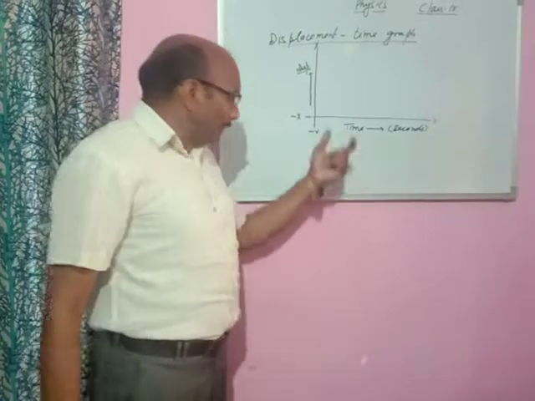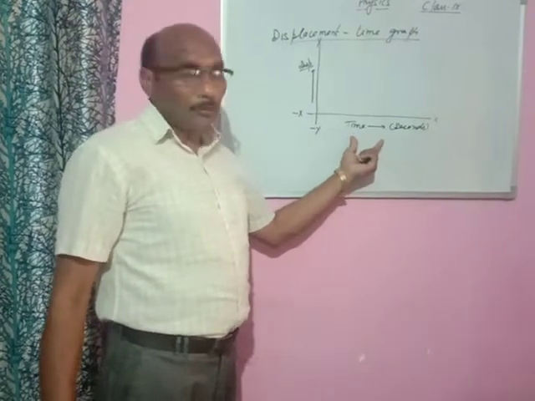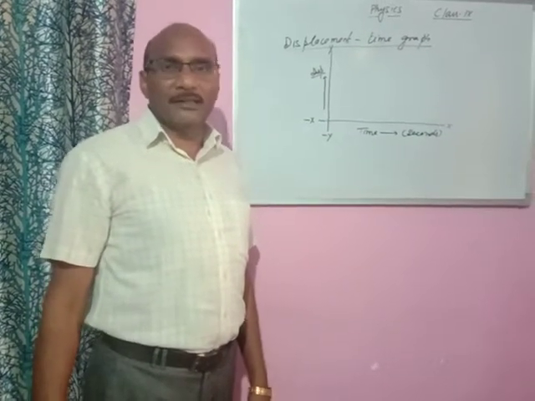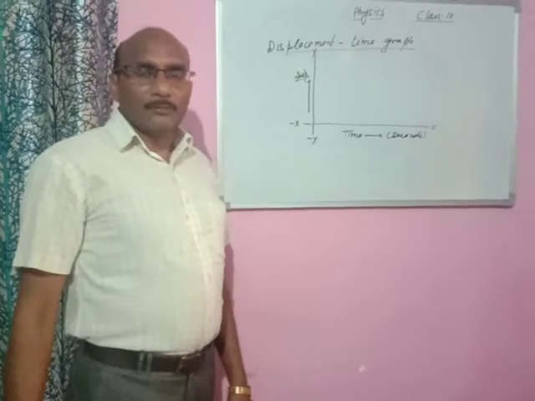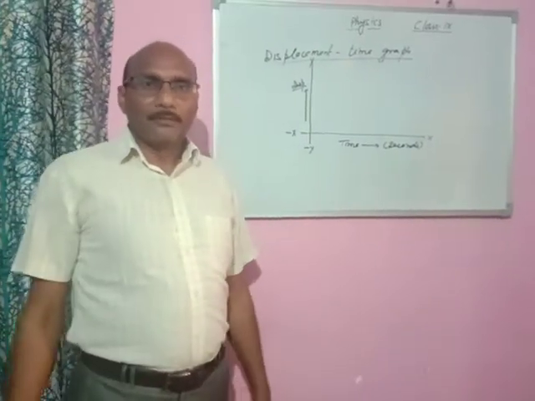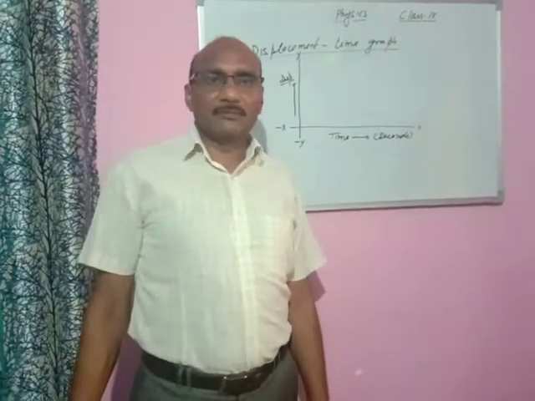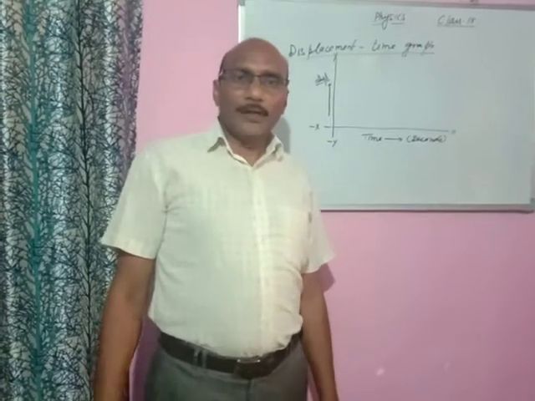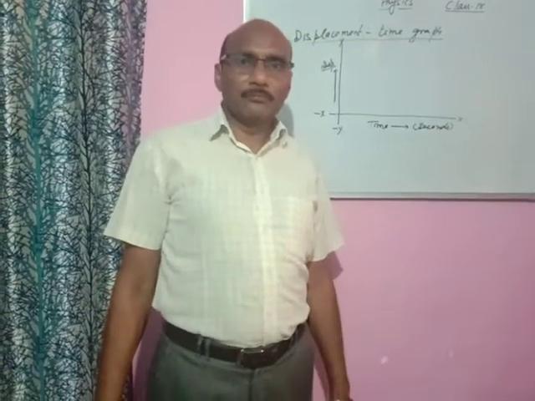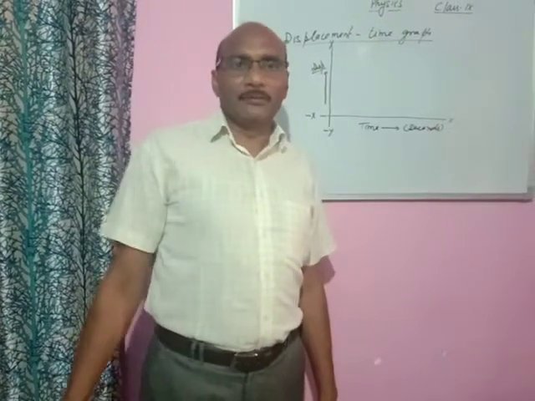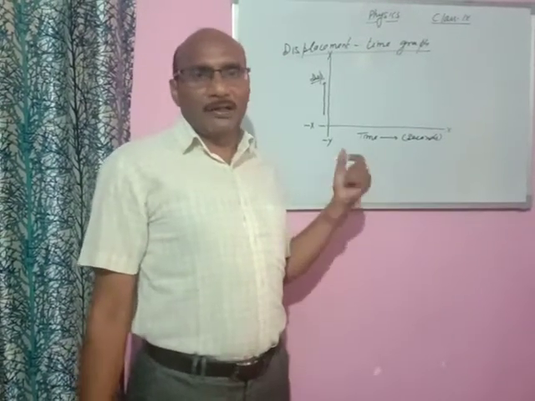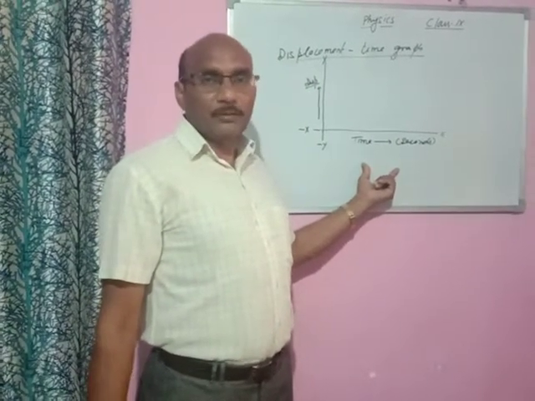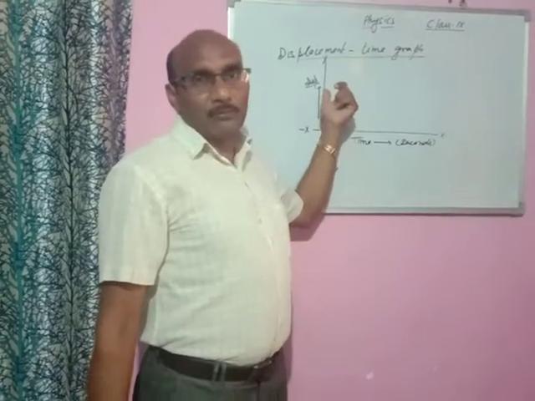Now question comes, why we are taking time on x-axis? Why not displacement on x-axis? Time can be taken on y-axis also, but technically this is wrong. Because when we draw the graph, we have the two types of the physical quantities. One is dependent and other is independent. As per the norms of the graph, please listen to me carefully. As per norms of the graph, always independent quantities are taken on x-axis, while dependent quantities are taken on y-axis.